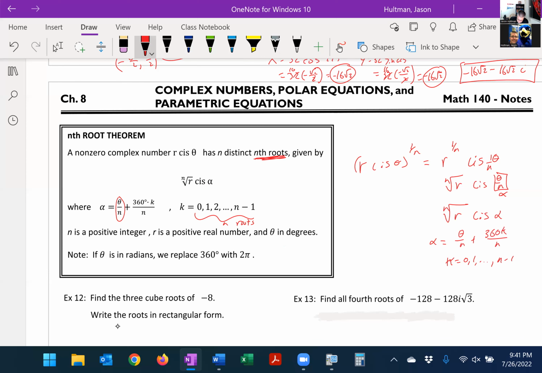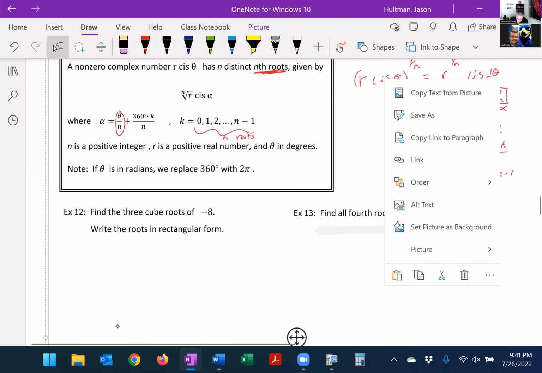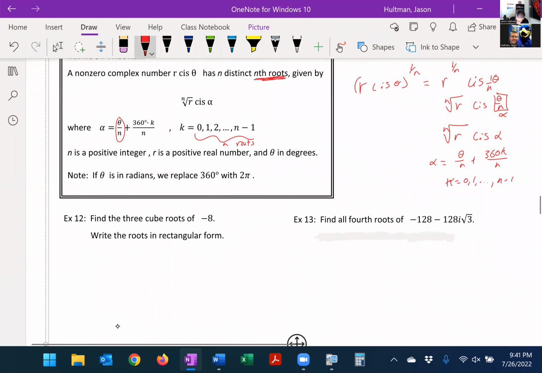So let's take a look at this. The rest of the definition is that n is a positive integer, r is a positive real number, and theta is in degrees. Note that if theta is in radians, we replace 360 with 2 pi.